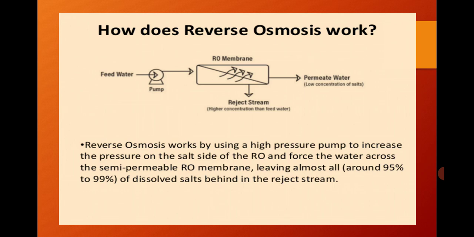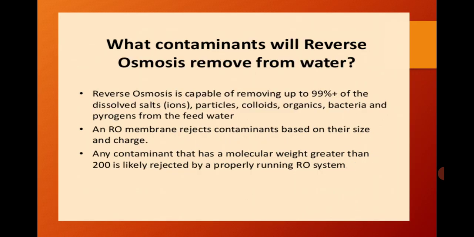Reverse osmosis works by using a high pressure pump to increase the pressure on the salt side of the RO and force the water across the semi-permeable RO membrane, leaving almost all of the dissolved salts behind in the reject stream. What contaminants will reverse osmosis remove from water? Reverse osmosis is capable of removing up to 99% and plus of the dissolved salts, that is ions, particles, colloids, organics, bacteria and pyrogens from the feed water.